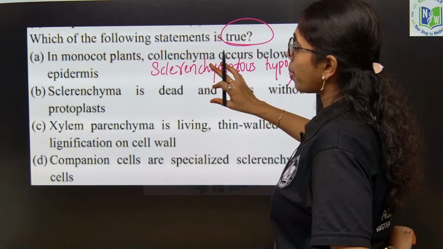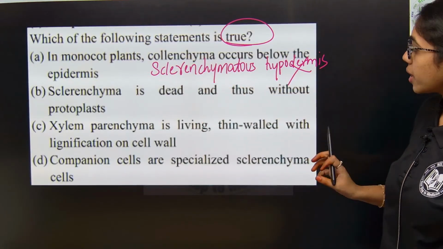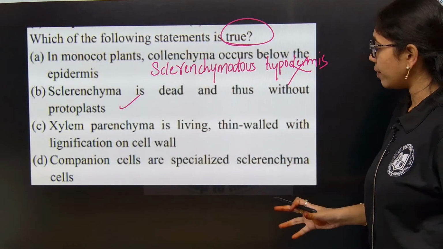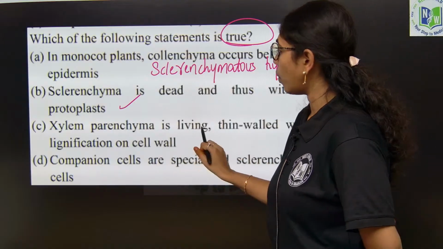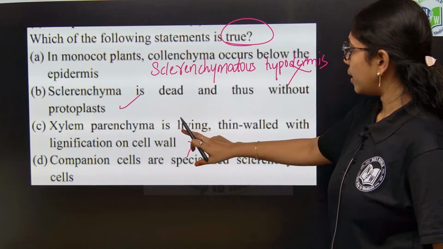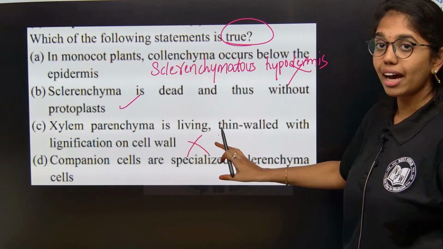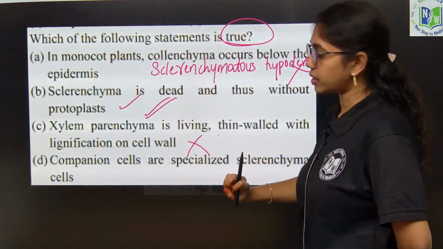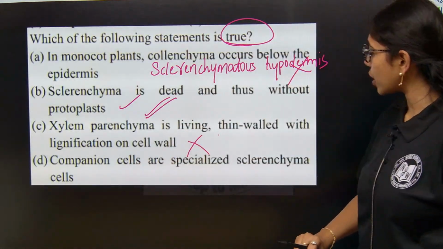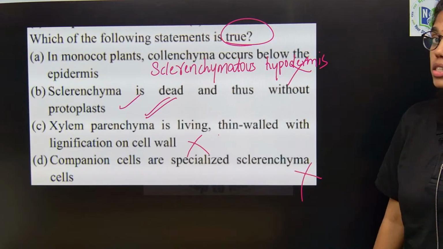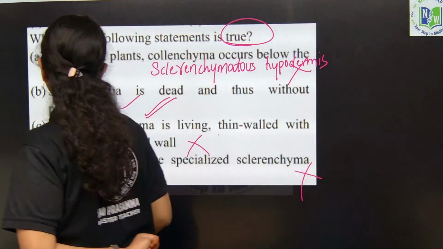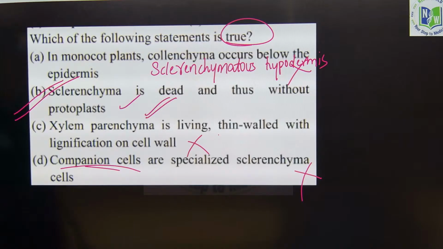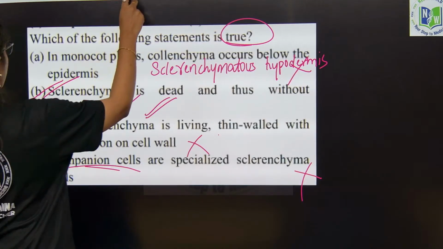Collenchymatous hypodermis is observed in dicot stem. Sclerenchyma is dead, thus without protoplast. Okay, sclerenchyma is dead and it does not have protoplast. True only. Xylem parenchyma is living, thin walled, lignified cell walls. Wrong. It is living but it does not have thick lignified cell walls because it has thin cellulosic cell walls. Here you see, companion cells are specialized sclerenchymatous cells. Wrong. Companion cells are not sclerenchymatous cells, they are living cells only of phloem tissue. So, which is the only correct statement you can observe, beta? Option B is the right answer over here. That is the correct statement. Next, you see.